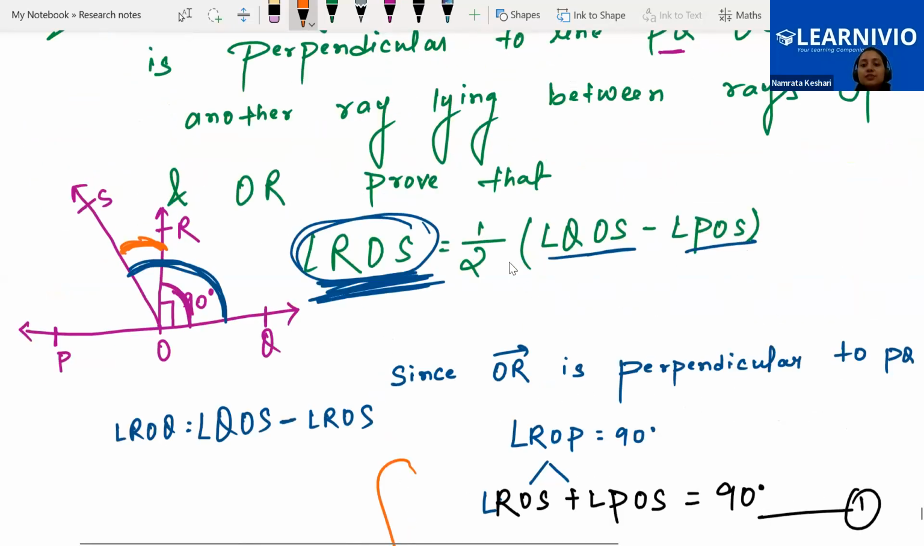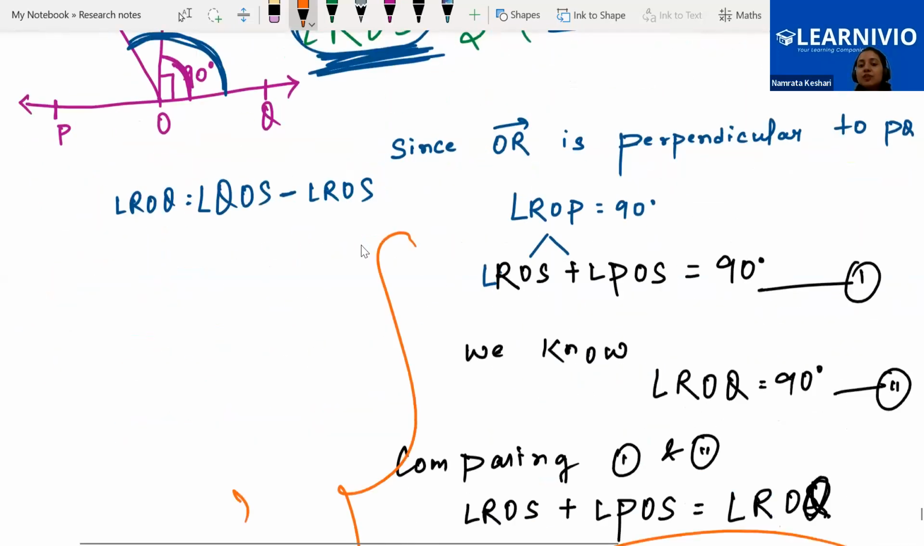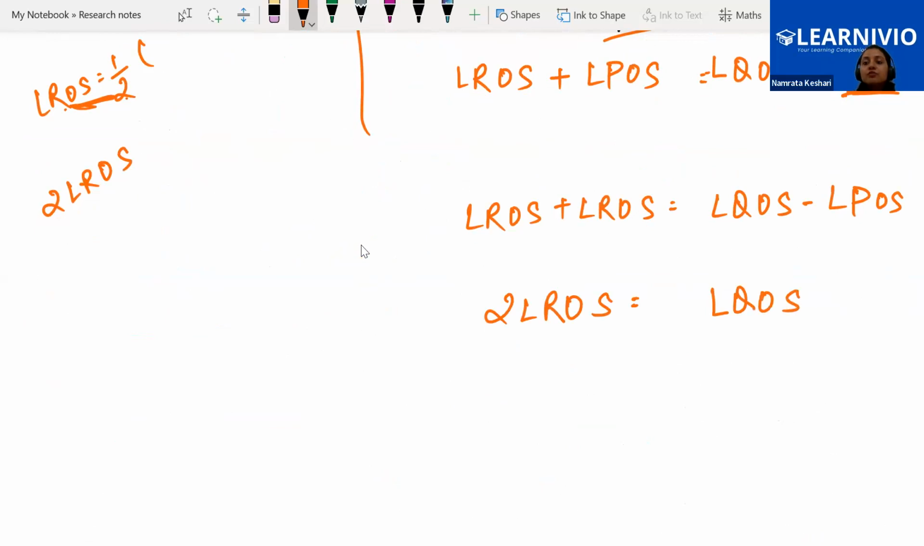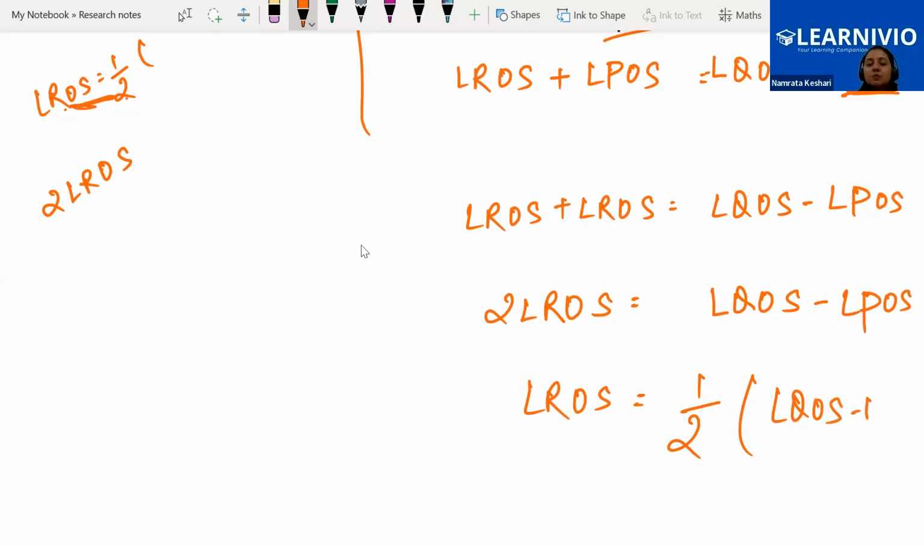QOS minus POS we have got, and 2 times ROS we are able to get. Can you see it? Yes, ma'am. So if you just focus on this angle ROS, you will be able to finish this proof. Otherwise, you will end up getting confused. ROS is equal to 1 by 2 of angle QOS minus POS.